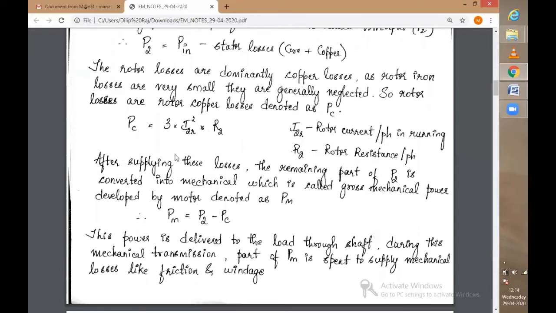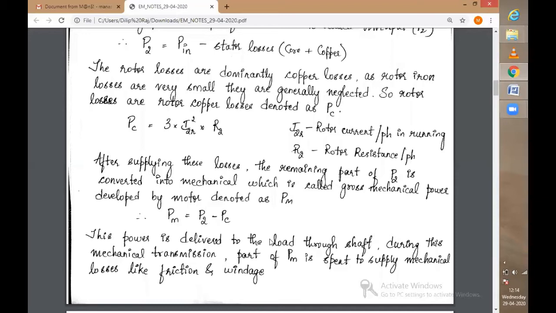After supplying this rotor loss, the remaining part of P2 is converted into mechanical power, which is called gross mechanical power, and it is represented as PM. So P2 is the input given to the rotor. A part of it is spent for compensating the copper losses, which is called PC, and the remaining power is converted into mechanical power, which is regarded as PM. So this PM is given by P2 minus PC. This power is delivered to the load through the shaft.